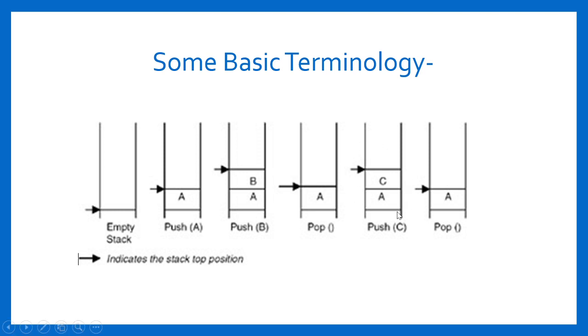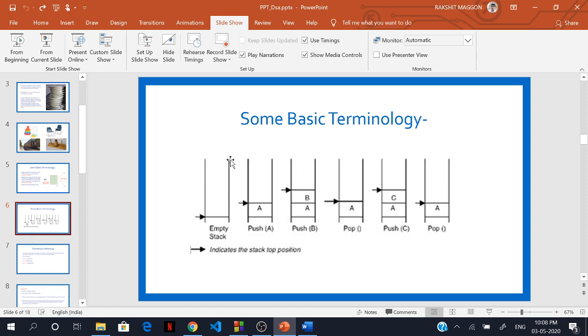Now we again push an element. The pushed element is element C. So the configuration is C, and below that is A. Now we again pop, so the topmost element C is popped. And one more thing which I want to tell you, I'll tell you using a diagram.